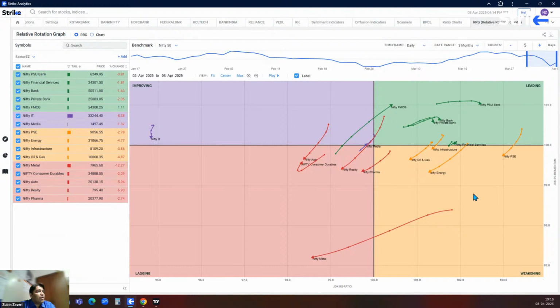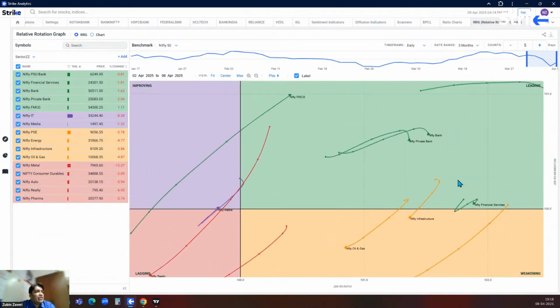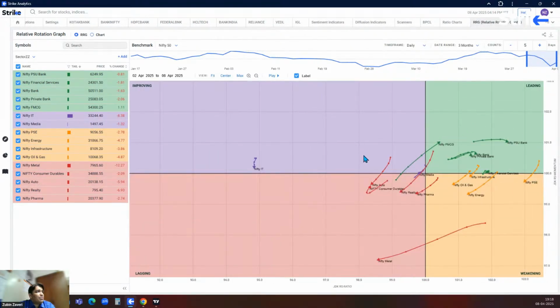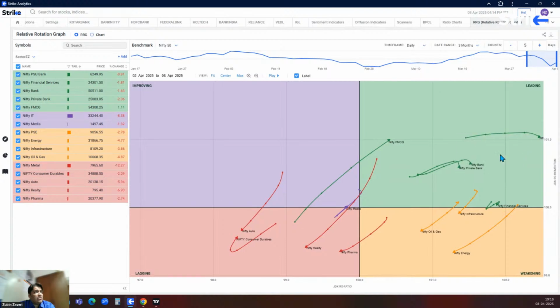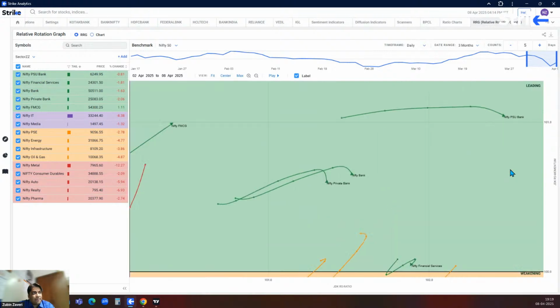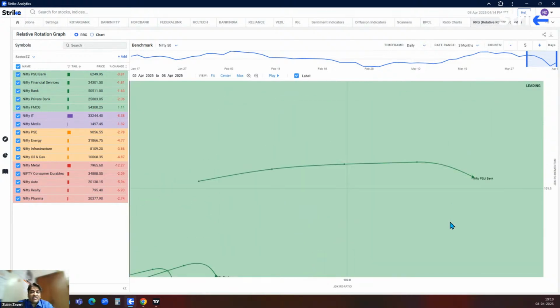Okay, so let's look at the sector, and if you're looking at the daily time frame, look at this PSU Bank. PSU Bank is in the leading quadrant, so it's clearly outperforming the market. And along with PSU, I can also have FMCG. If any of the stocks, like HUL or ITC, are also showing some positive trends, that is something you can look out for. Why? Because the FMCG index is coming into the leading quadrant over here, and PSU, Nifty Bank, Private Bank are already over there.